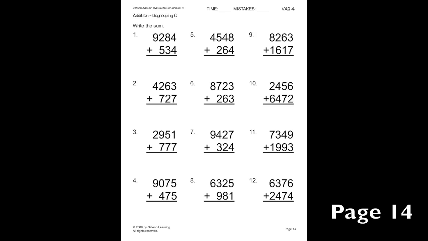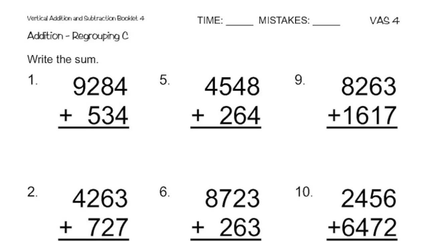Alright, I'm going to finish up with page 14. So let's do number 1 over here. I see 9,284 plus 534. First thing I'm going to do is add up my ones column. So I see 4 and 4. That makes a total of 8. There's no regrouping there because it's not 10 or more. So let's move on to our tens column. I see 8 plus 3. That adds up to 11.